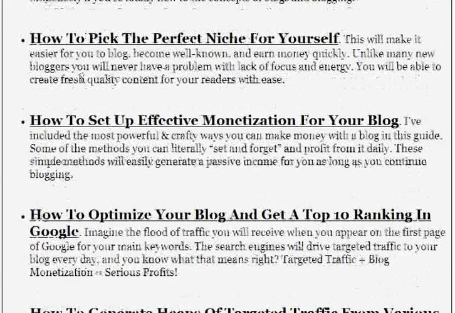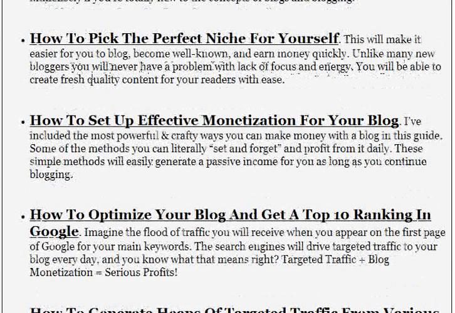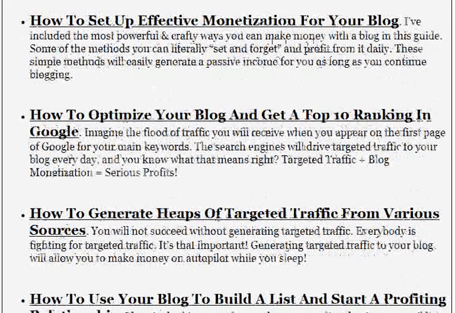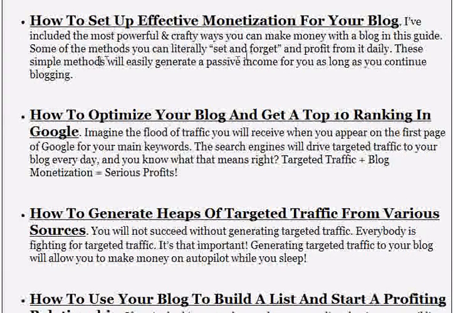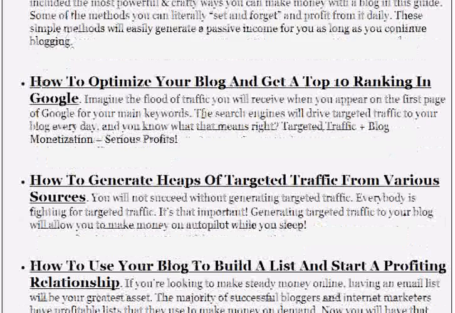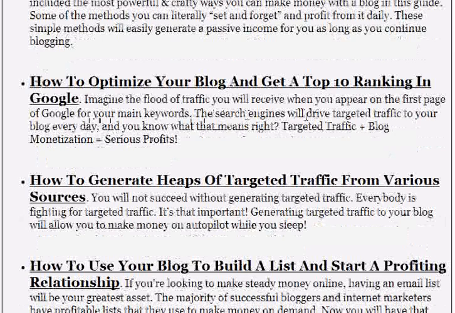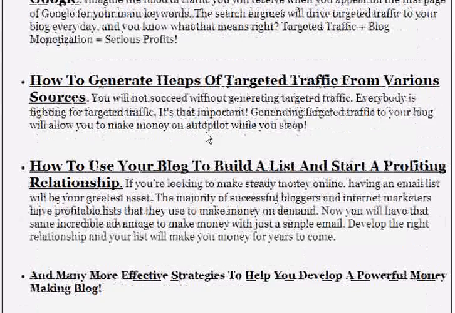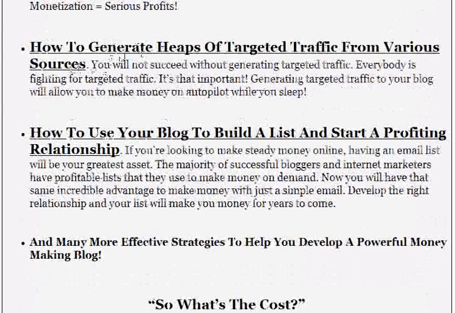Okay, how to pick the perfect niche for yourself. This will become earning unlike many other bloggers. Okay, how to set up effective monetization for your blog. Ways to make money. Okay, how to optimize your blog and get top 10 rankings in Google. Okay, bullet points are not bad because you give features and benefits here, you use well.